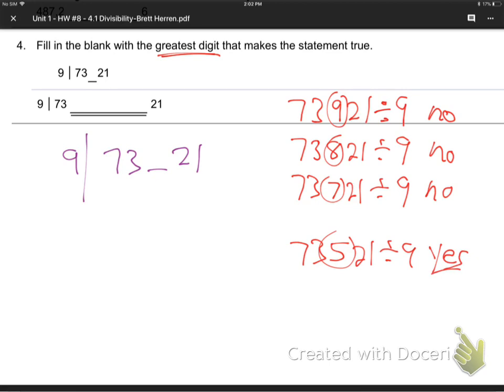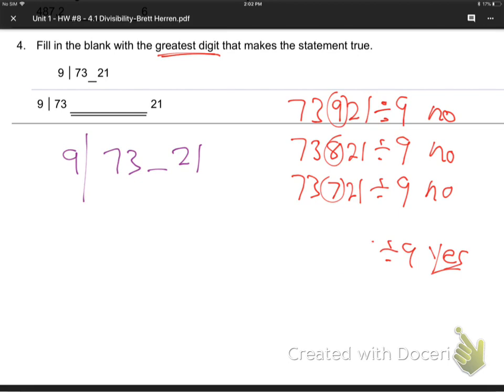Am I right on that? I'm using a little trick. I think that's right. 7, 3, 5, 2, 1 divided by 9, I think it goes in evenly. Now, does anybody know the trick I'm using? You don't have to know. You can just use your calculator, but it does make it quicker if you know the trick. There's a trick for divisibility by 9. It's the same trick that also works for 3.